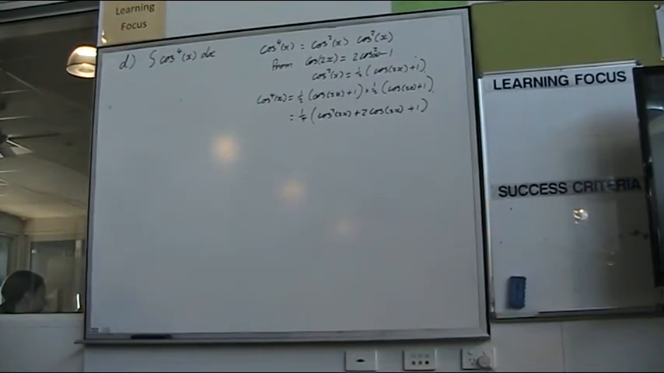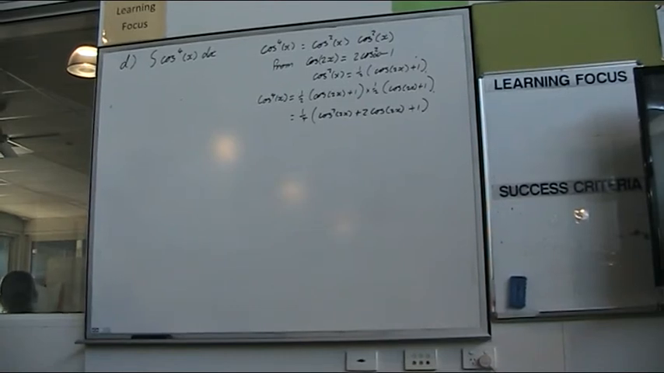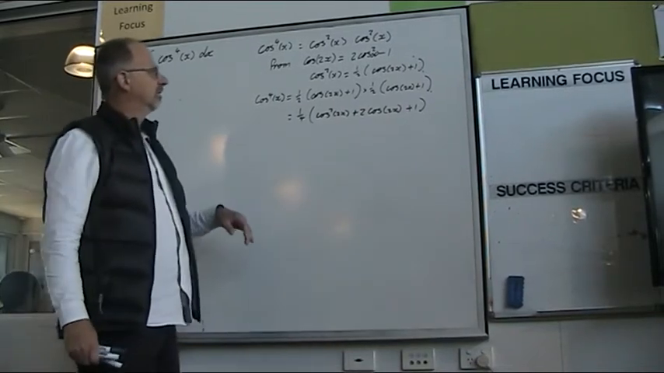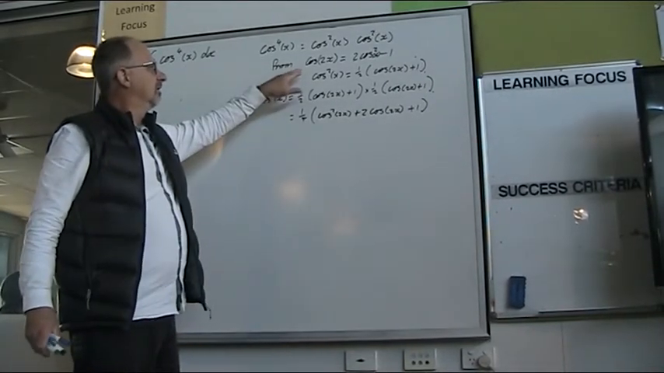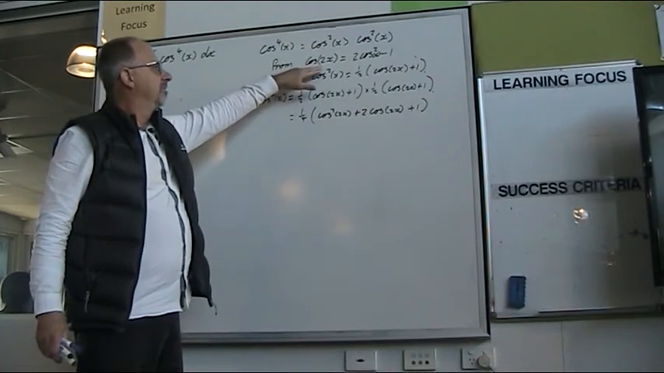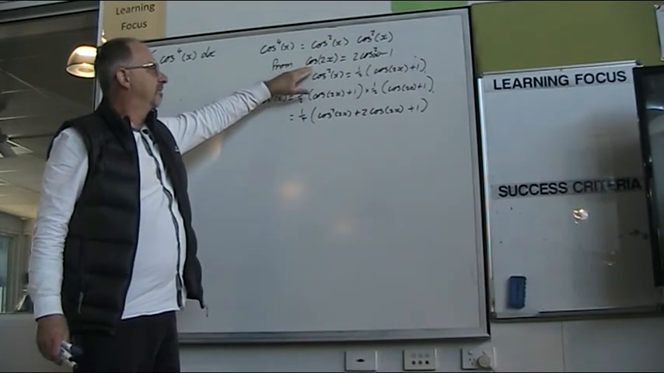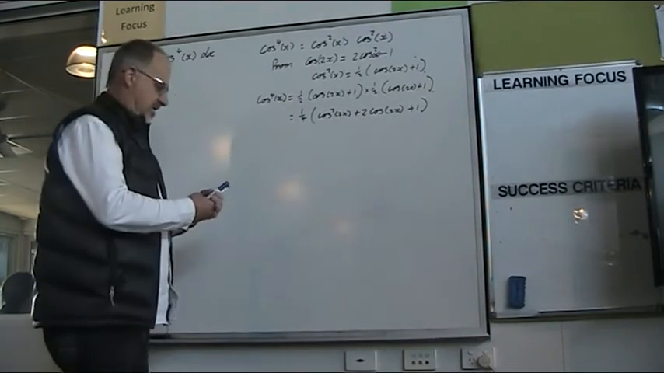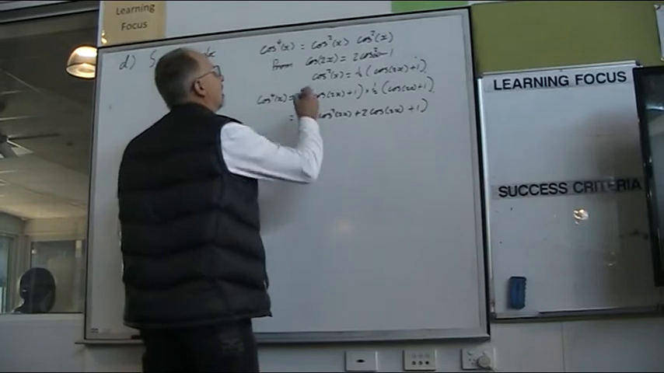Why would you use that equation, cos squared x is equal to half of cos 2x plus 1, instead of 1 minus sine squared? Why would I use that equation there? Because I'm using this double angle formula. Why wouldn't you use the other formula?